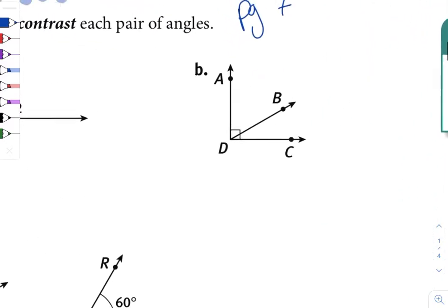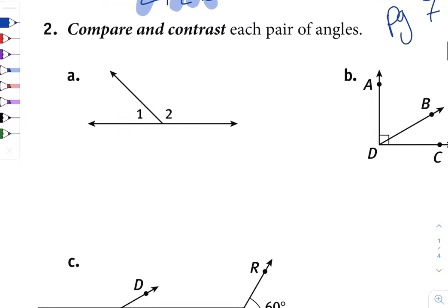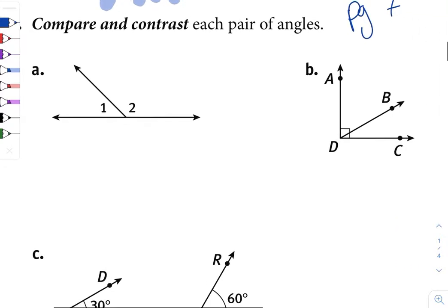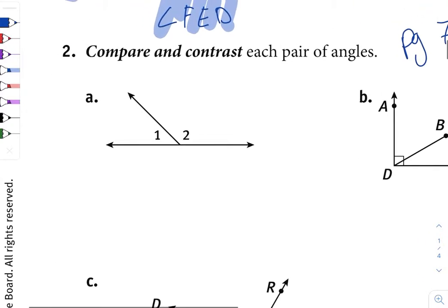Okay, so we're still on page 7. Here they want us to compare and contrast each pair of angles. In this case, it's kind of weird that they're using the word pair because actually, there's three angles here. But this is kind of part of being successful in geometry, understanding there's three angles here.